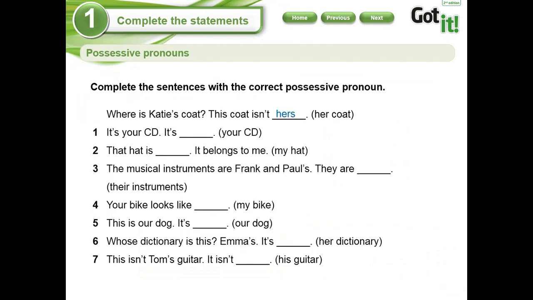Here it says, complete the sentences with the correct possessive pronouns. This is Carrie's coat. This coat isn't hers. And here we see her coat. So we have a keyword. Tenemos una palabra clave que nos va a ayudar. This is your CD. What is the possessive pronoun that we are going to use? It's yours. That's very good. So try to complete. I will give you exactly one minute and a half to write your responses. Later I will show you the answers, just verify that you are right. 1 minuto y medio para completar, luego les diré las respuestas correctas para verificar que ustedes están bien.